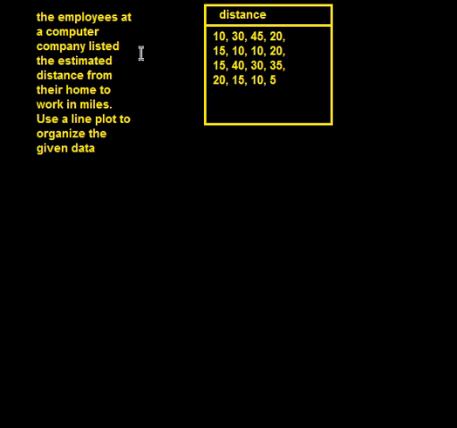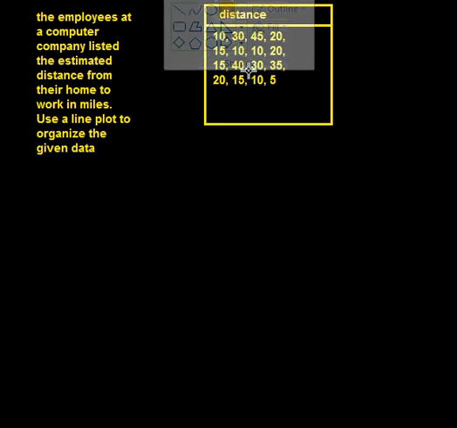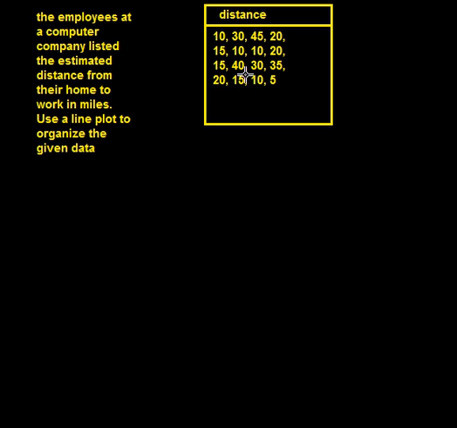So let's take a look at the following example. The employees at a computer company listed the estimated distance from their home to work in miles. Use a line plot to organize the given data. So here I've got a bunch of data. Right now it's just a big grid of numbers, but let's see if you're able to make some meaning from this grid or that data. So here you notice that the smallest distance is 5 miles, and it looks like the greatest distance is 45 miles.